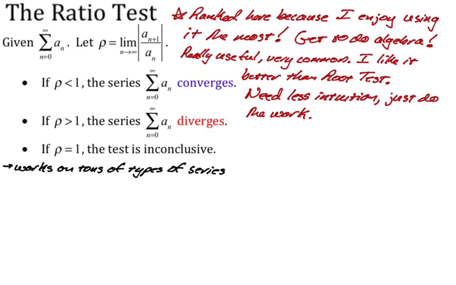It works on all kinds of series, but in particular, I would consider using the ratio test if there's a factorial anywhere in the problem. So if you see an n factorial, an n minus 1, any type of factorial in a problem, I'm immediately thinking I should probably use the ratio test on this thing. But I'll also try to use it on all kinds of stuff.